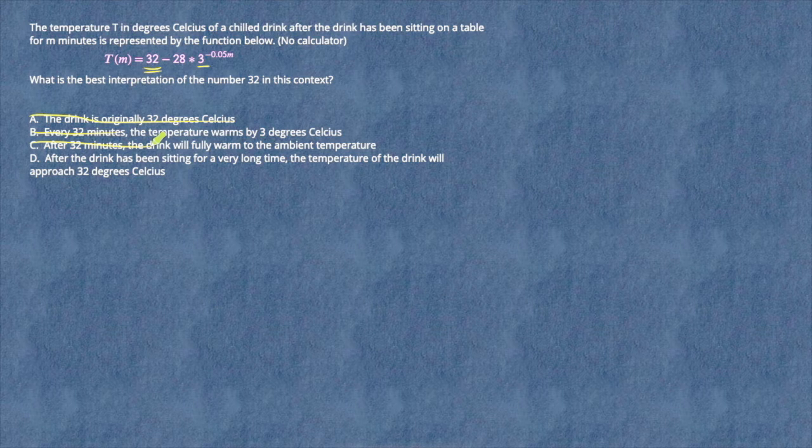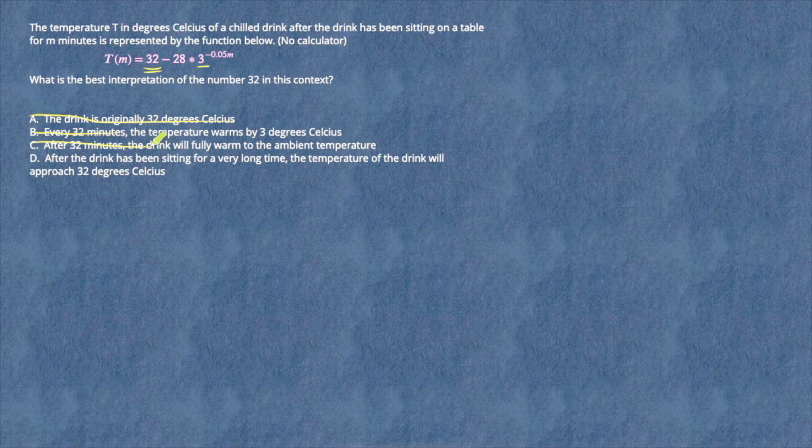So let's read what D is. After the drink has been sitting for a long time, the temperature of the drink will approach 32 degrees Celsius. So let's see how we can prove this. We don't need to, we can just pick D as an answer choice, but I would like to prove that that is the correct answer so that we are assured of the answer.